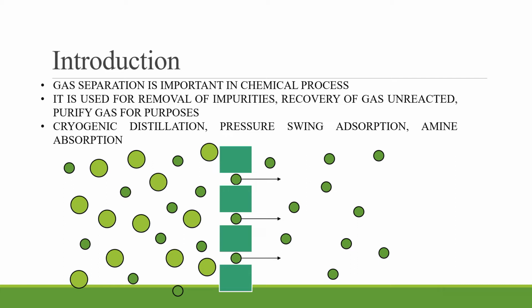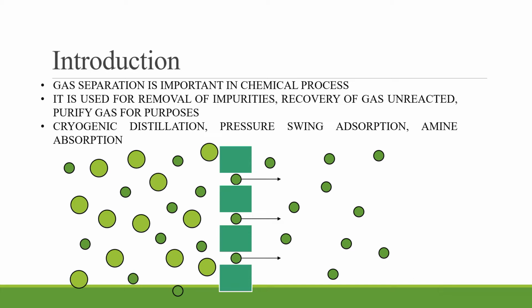Okay, so basically there are several conventional processes to do this. The first one is cryogenic distillation, in which you lower the temperature, so the difference in the boiling point between gases is utilized to separate the gases. And then we have pressure swing adsorption, and we have amine absorption. Amine absorption we use specifically for CO2, but in my case I use membrane separation, the membrane concept.